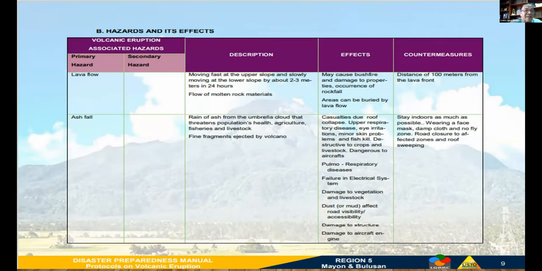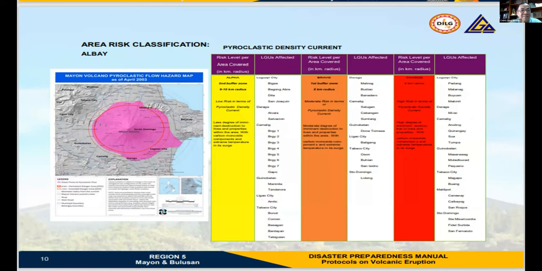And then, the lava flow. We're not worried much of the lava flow, but we are worried more of the ashfall and pyroclastic density current, and also the mud flow, especially. The mud flow, if I remember it right, in 1984, there was a sudden volcanic explosion. That was September 11, then birthday of then President Marcos, and then followed by a big explosion in September 22, and then followed by Typhoon Marine.